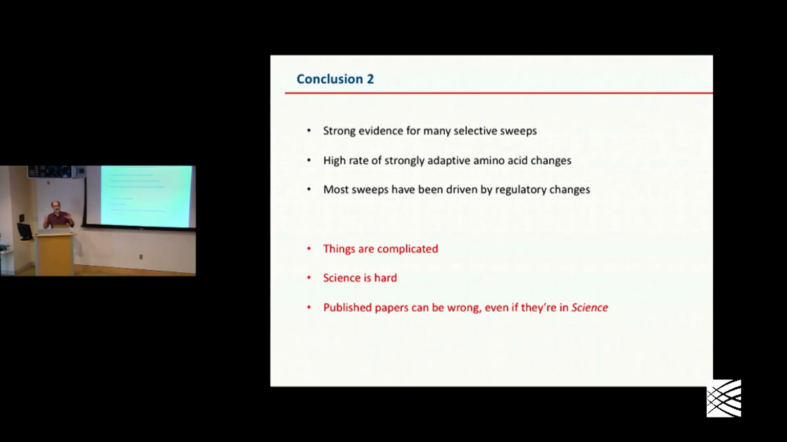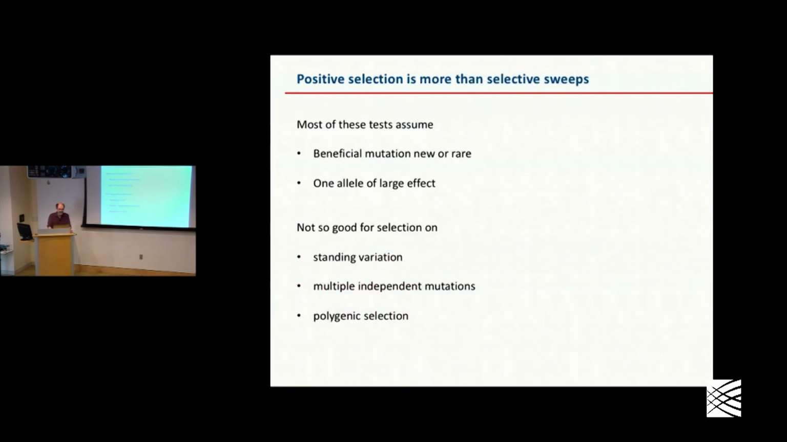My conclusion from this story is that things are complicated, science is hard, and that just because a paper got published in Science doesn't mean it was right. There's a certain tendency to think, that's established, and yet stuff changes. And of course, there's no guarantee that the second conclusion is right either. Maybe they did it wrong as well. But it's an ongoing story. It's an evolutionary story about evolution.